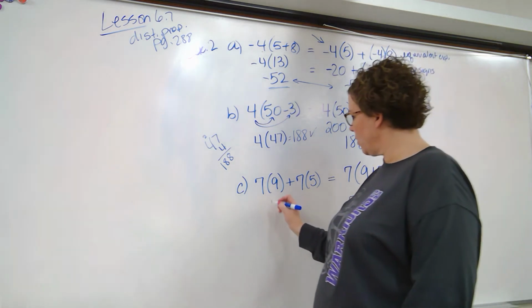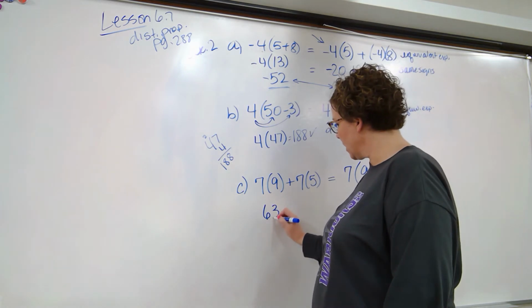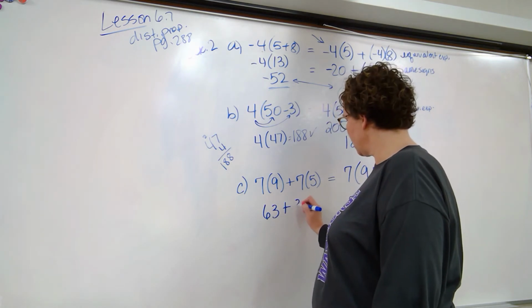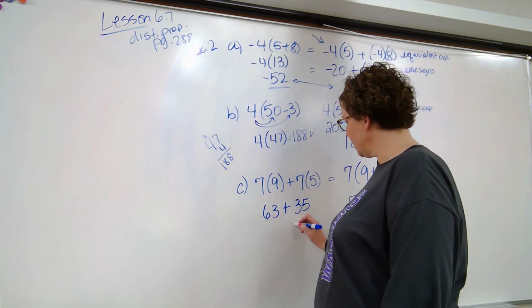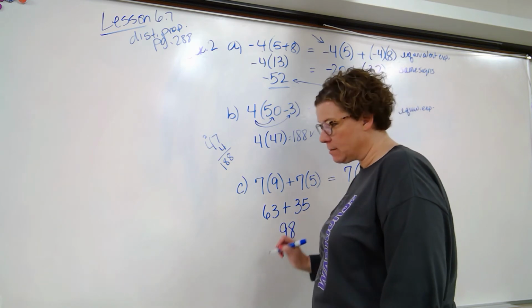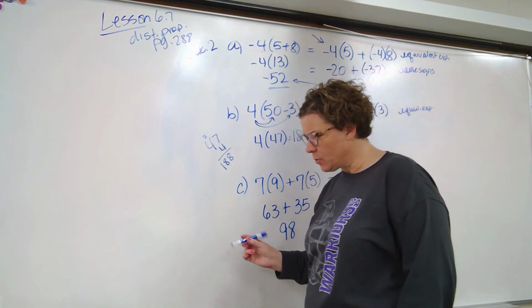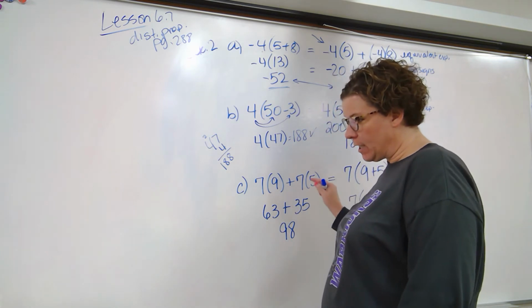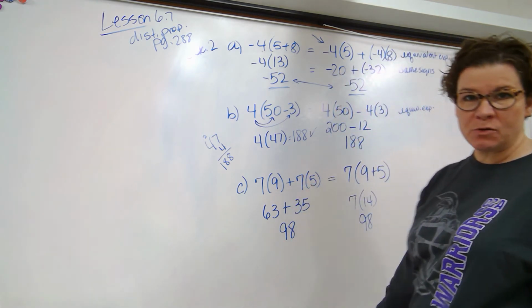I'm going to check though. 9 times 7 is 63, plus 35, which gives me 98. All of these can be found on page 289. Okay, example 2. Get those written in your notebook.